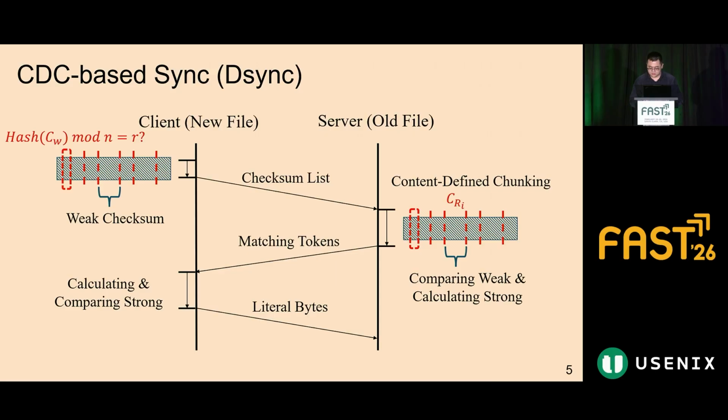Compared to rsync, dsync has some advantages. It requires less overall computation because strong checksums are only calculated for matched chunks. It also shifts part of the computational burden from the client to the server. However, computing all those weak checksums and hash table lookups remains a heavy task.